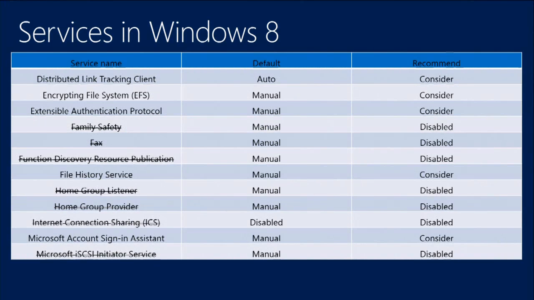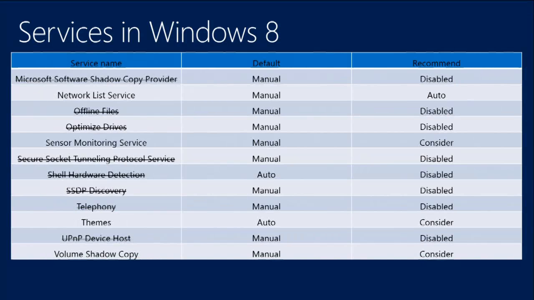FACS, family safety, function discovery resource publication, HomeGroup, internet connection sharing, iSCSI. Some of these are manual, but I disable them for one purpose only. There might be a user that has the capability of enabling it, and I don't really want this end user to say, oh, I can do iSCSI. No. Please don't do iSCSI in your virtual environment.